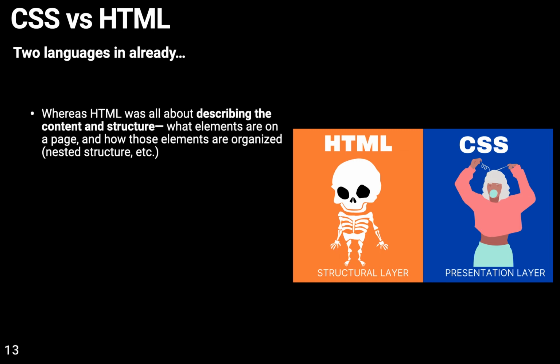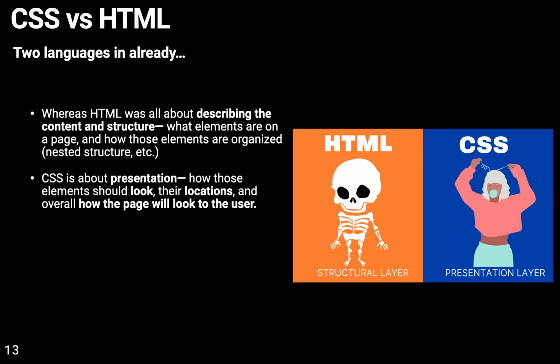HTML was all about describing the content and structure. So what elements are on a page and how those elements are organized, right? The nested structure of lists or tables or even the one that we just saw where there's multiple containers that keep things grouped together, right? That's all the HTML, the content and the structure. CSS is about the presentation. So how those elements and containers should look, their locations, overall how the page will look to the user.